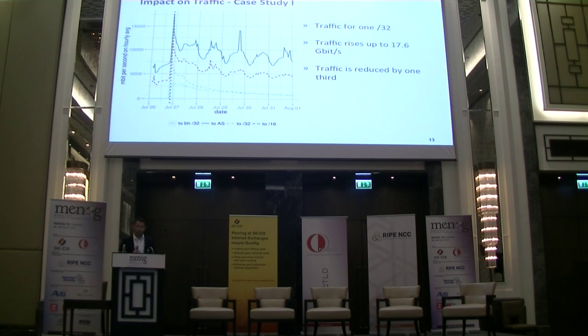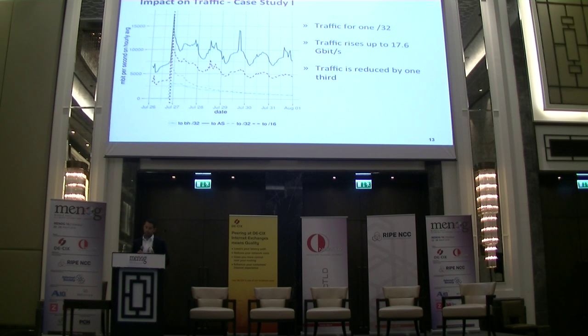Therefore, I chose one /32 that received 17.6 gigabits per second at the peak of this attack, just one /32 prefix. Exactly this prefix, as we can see in the plot, where the vertical dotted line is the announcement of blackholing, sees the traffic spike up right before. Then obviously the operators reacted and announced exactly this /32 for blackholing. And we see that the traffic volume drops again by about a third.